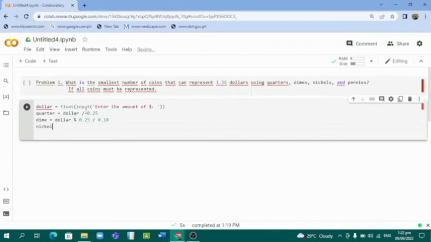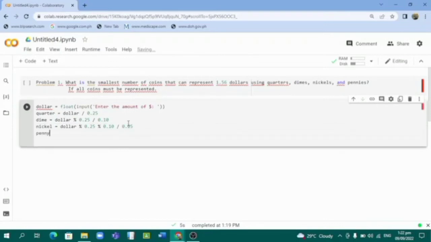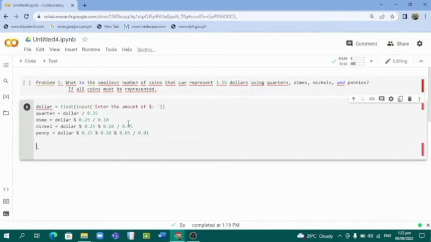And for nickel, dollar percent of 0.25, percent sign again, 0.10, and then divided by 0.05. And for penny, dollar percent of 0.25, percent again by 0.10, percent of 0.05, and divided by 0.01. We're gonna print it.